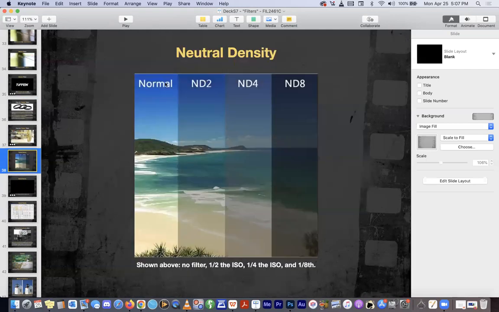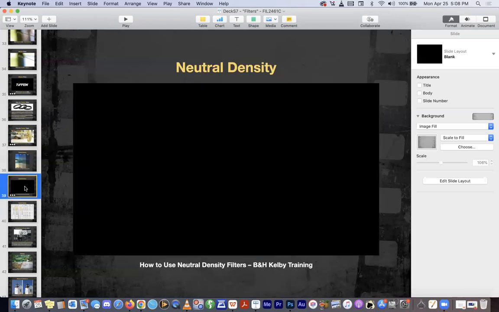Here's a quick illustration of what ND filters are doing for you. Drop them in and you can reduce the overall brightness or exposure of your images accordingly. And again, day exterior is typically when you're going to want to apply that type of filter. There's a B&H Kelby training video on neutral density filters that I have for you in web courses. You can check that out.